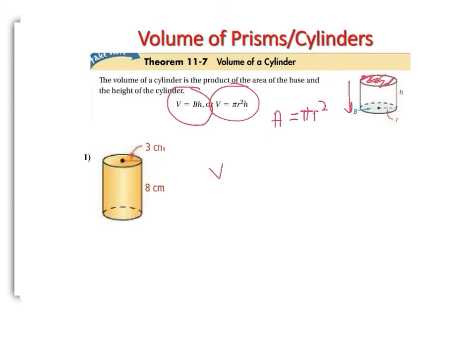Calculating that volume, we get pi multiplied by the radius of that top circle, which is 3, so times 3 squared, times the height that it happens, which is 8. Multiplying that together, we get 226.2 cubic centimeters.